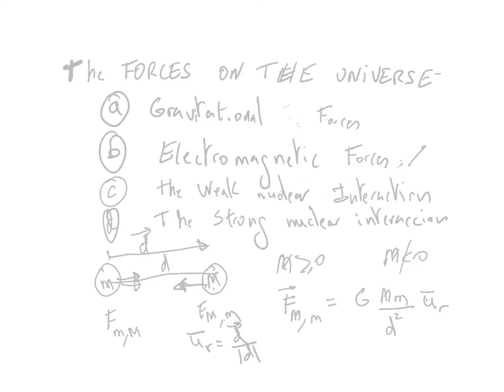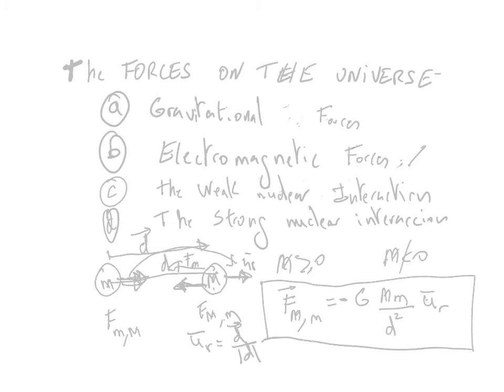But this force doesn't go in the direction of u sub r. This force goes in the opposite direction of u sub r. Why? Because it's attractive. I can translate the vector here, so this is u sub r. So minus u sub r is this vector and has to coincide with the force. The force is going in this direction also. So this is the expression for the gravitational force.